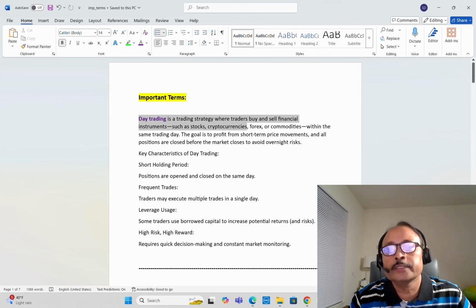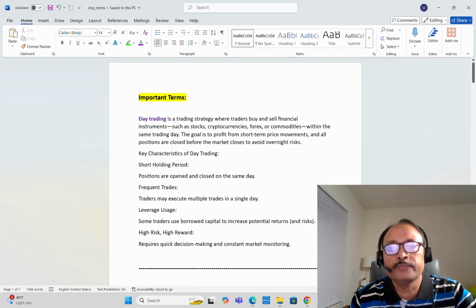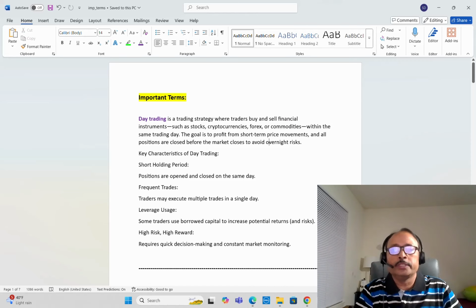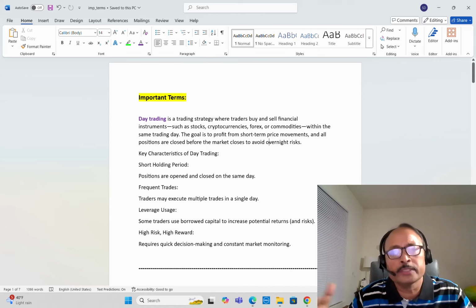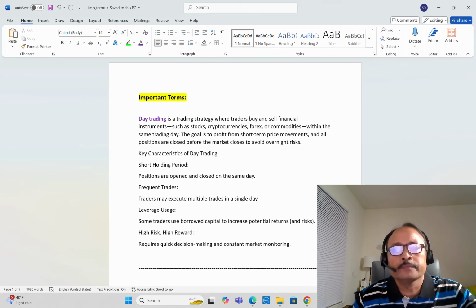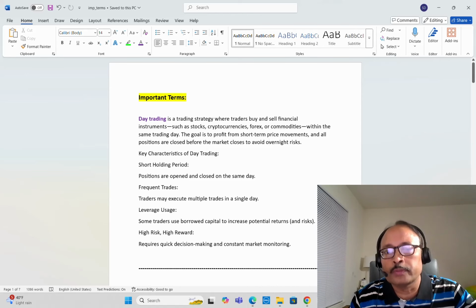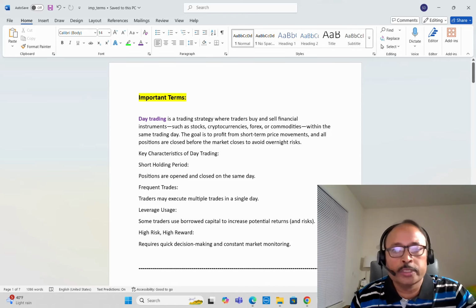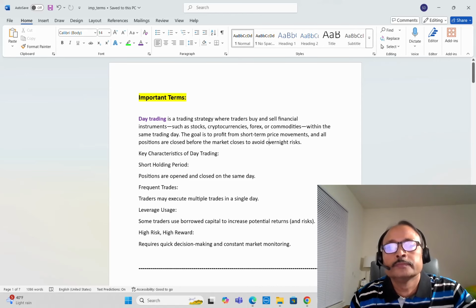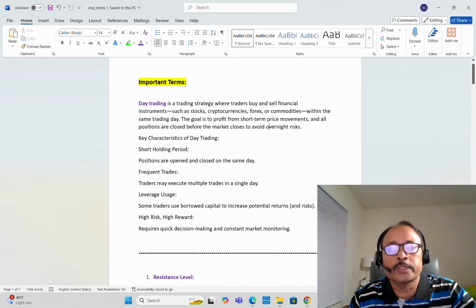So day trading is a trading strategy where traders buy and sell financial instruments such as stocks within the same trading day. Everything happens during the same day, like buying and selling of stock within the same day. The goal is to profit from short-term price movements, and all positions are closed before the market closes to avoid overnight risk. So all the activities happen during the day only, and things are closed by the end of the day to avoid the overnight risk.